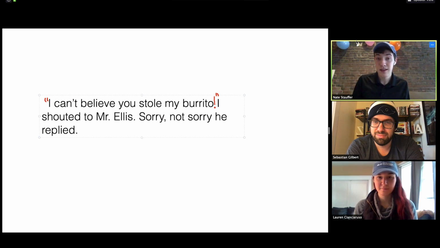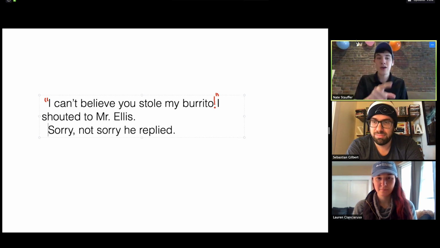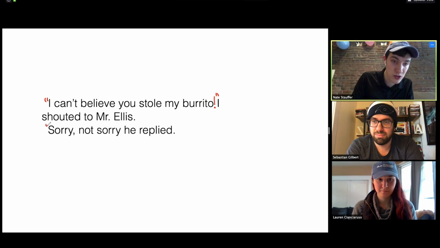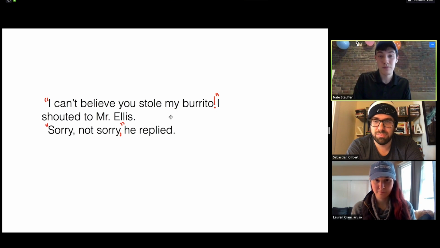Now, after this, we see that the characters switch, and Mr. Ellis is talking to me. So we know, because of the rules we just went over, that anytime a new character speaks, we start a new line, and we use that tab key to indent. Now you can see this is where Mr. Ellis starts talking back to me. And once again, I'm going to add in quotation marks to show the beginning and the end of what Mr. Ellis said. You can also add a comma if you're just going to use a period at the end and the sentence continues. Just replace that with a comma. So it would say, sorry, not sorry, he replied. And maybe I'll add one more word there, just again to make it as specific as possible.